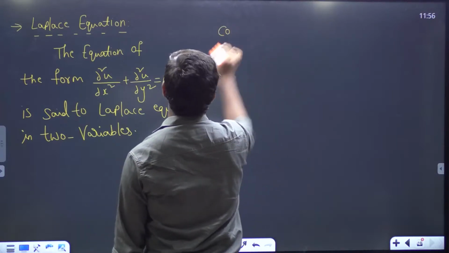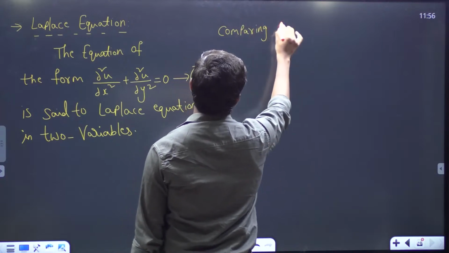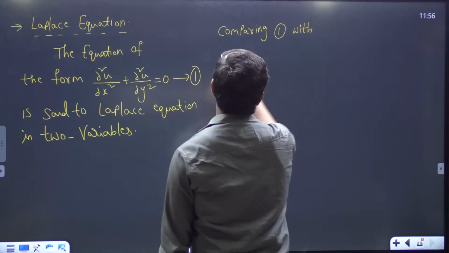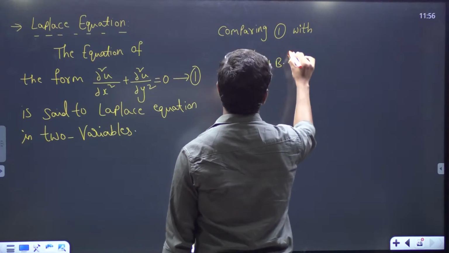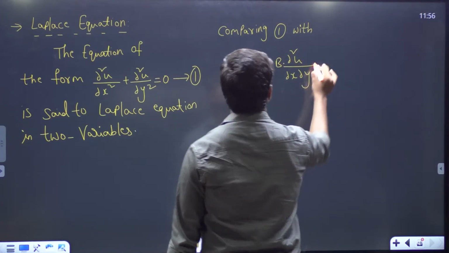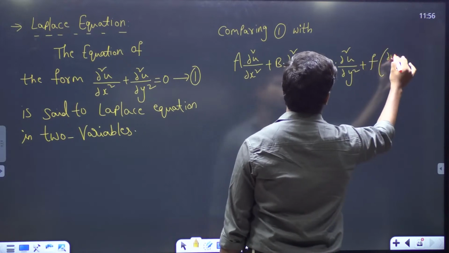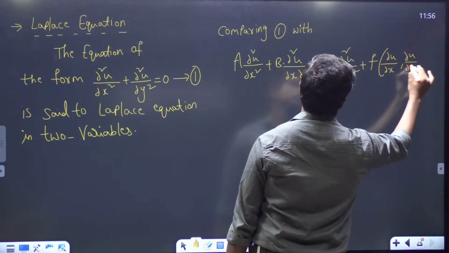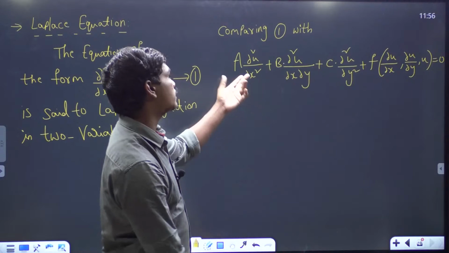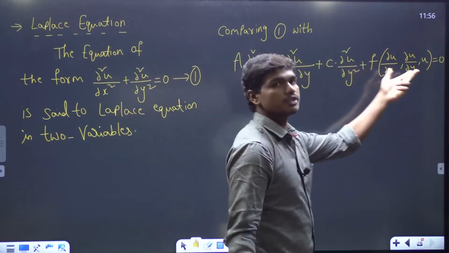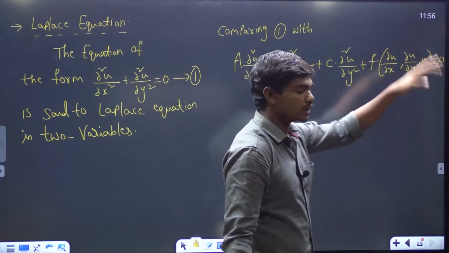if you call this equation one, comparing one with a into dou square u by dou x square plus b into dou square u by dou x dou y plus c into dou square u by dou y square plus some function of dou u by dou x, dou u by dou y, and u is equal to 0, because the degree is basically depending on these three coefficients a, b, and c. So whatever might be the coefficients of these other terms, it doesn't bother much. So we are writing this as a function of dou u by dou x, comma dou u by dou y, and u is equal to 0.